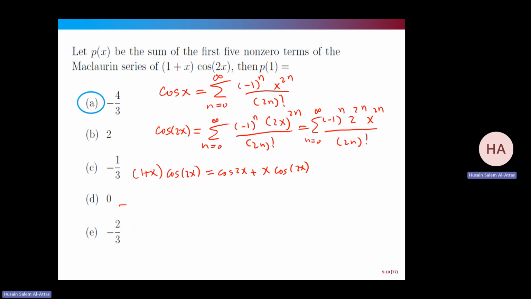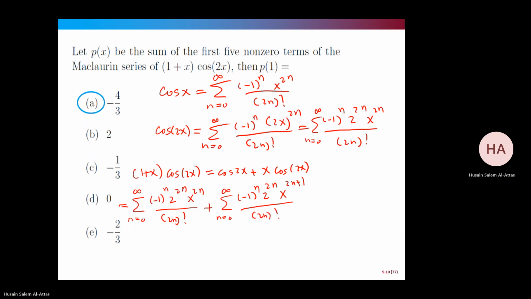So I have the summation of n equals 0 to infinity of minus 1 to the power n, 2 to the power 2n, x to the power 2n over 2n factorial, plus x times that, the same series, minus 1 to the power n, 2 to the power 2n. This will be x to the power 2n plus 1 over 2n factorial. Let me open it up. I open it up until I have five non-zero terms. I want the first 5 non-zero terms.